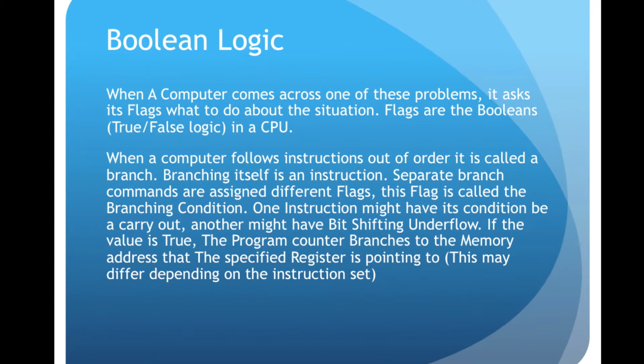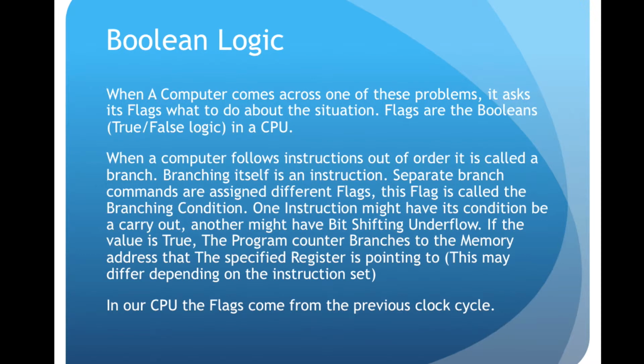Anyways, so once again, when you go out of order like this, it's called a branch, and branching itself is an instruction. Separate branch instructions are assigned to different flags. That's not usually what happens, but it's what happens in our computer. So the branching condition is the specific flag that's being used in a situation. If you've ever heard of conditional branching or conditional goto, that's exactly what people are talking about when they say this. And in our CPU, the branching instruction comes from the previous clock cycle, and that's just so that we don't have to be doing a function and testing our flags at the same time.